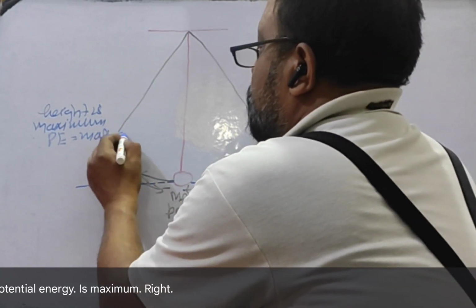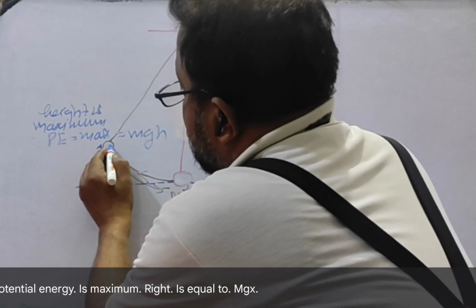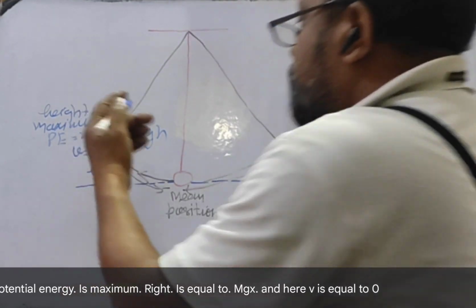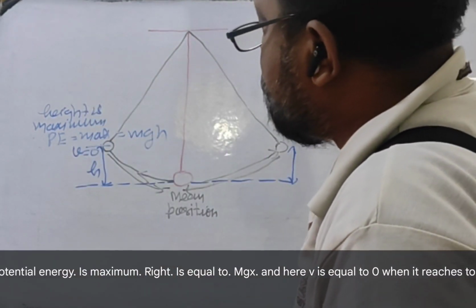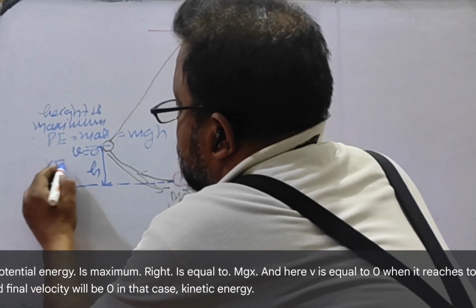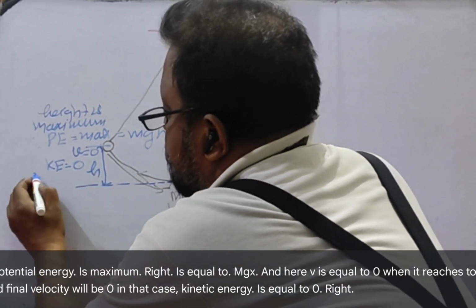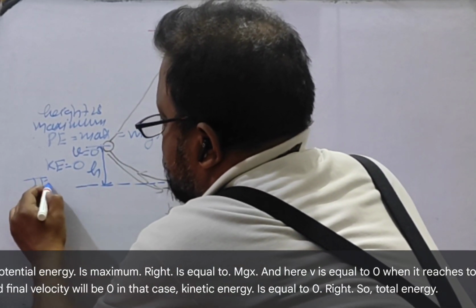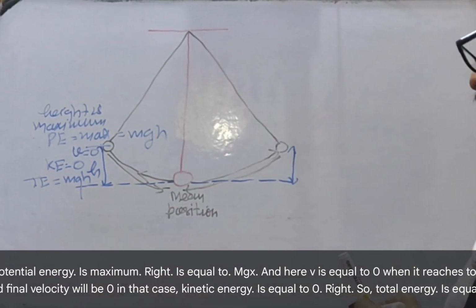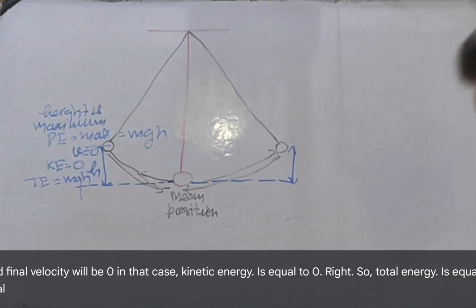Is equal to mgh. And here v is equal to 0. When it reaches maximum height, then final velocity will be zero. In that case, kinetic energy is equal to zero, right? So total energy is equal to mgh, fine. Total energy is mgh.